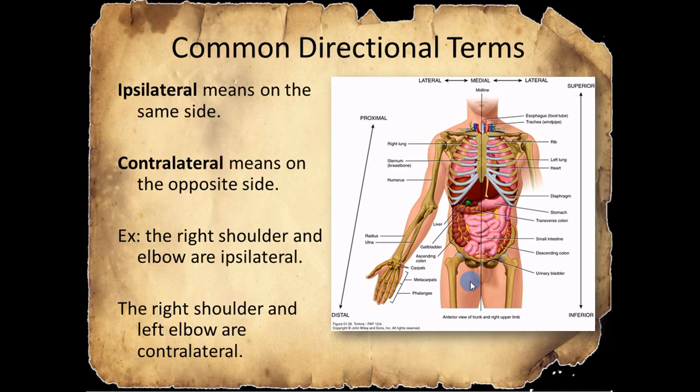When we talk about ipsilateral and contralateral, ipsilateral means the two structures are on the same side of the body. So if I talk about the right shoulder and the right elbow being ipsilateral, that means they're both on the same side. If I talked about the right shoulder and the ipsilateral lung, they're both on the same side. If I say contralateral, it means opposite. So when we talk about the brain, you've probably heard the right side of the brain controls the left side of the body. It's contralateral control.